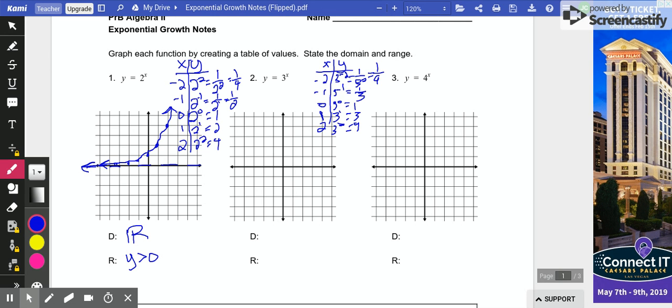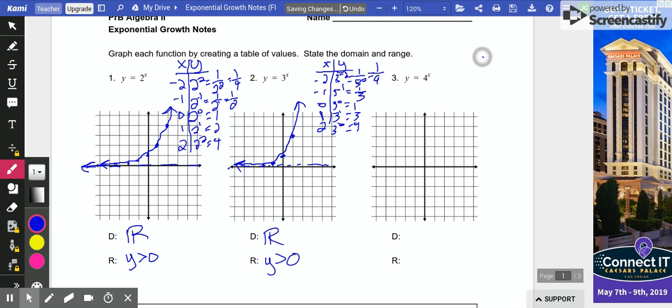Sorry about those scribbles. It's very messy. All right, -2, 1/9. -1, 1/3, 0, 1, 1, 3, and then 2, 9. I can't fit that on here. So you notice this looks a lot like the last graph. It's going up a little bit faster. It's a little steeper than the first one, but this is still approaching that same asymptote. So again, we have all real numbers, and our range is greater than 0.